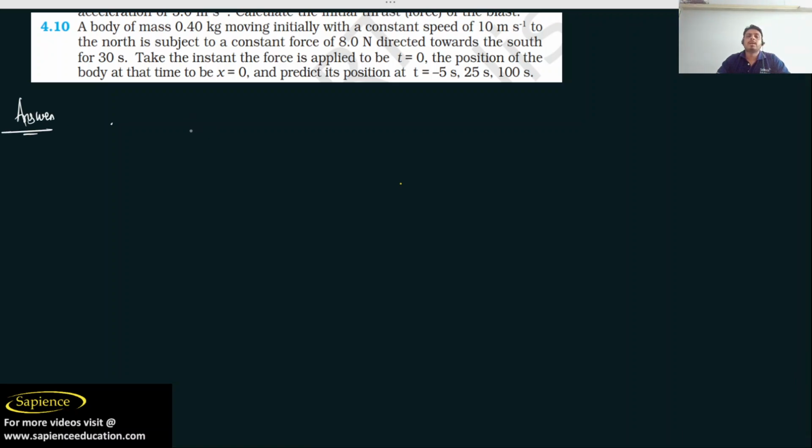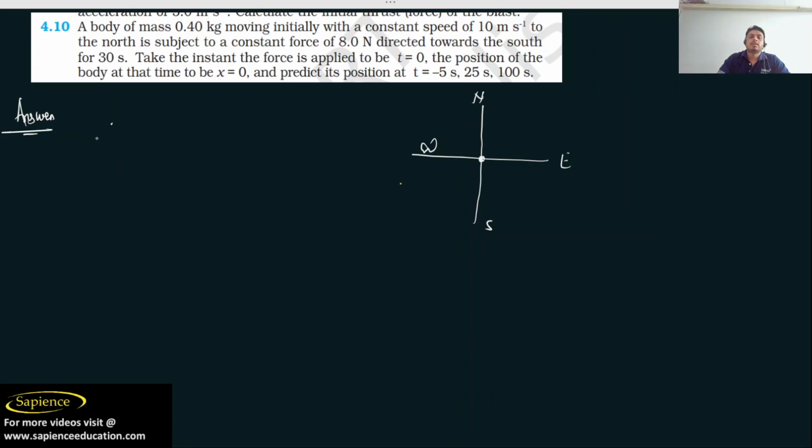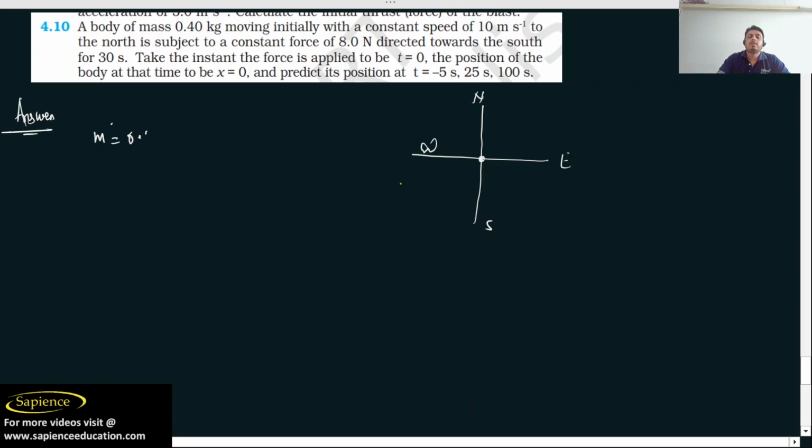Okay, a body of mass 0.4 kg moving initially with a constant speed of 10 meter per second to the north. So let us consider north, south, east, west. So this is your east, this is your west, this is your north, this is your south. So body starts from where? See, the mass of the body is how much? 0.4 kg. Mass of the body is 0.4 kg.